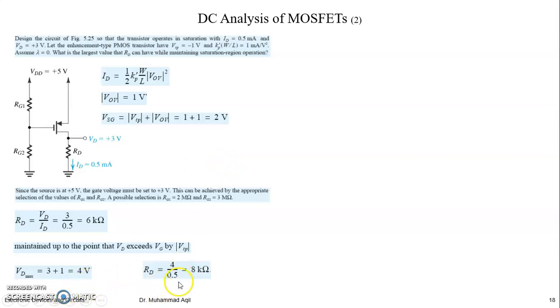So 4 divided by ID is 8 kilo ohm. So it means RD can be maximized to 8 kilo ohm to remain in the saturation region. If the user increases the value of RD more than this, it can go out of the saturation region and enter into the triode region.